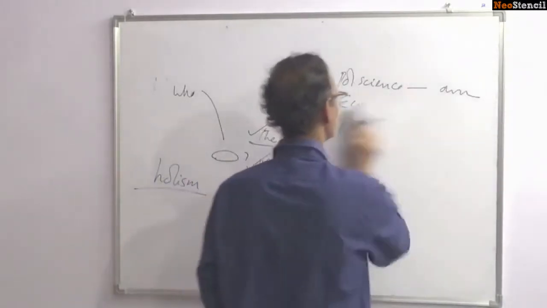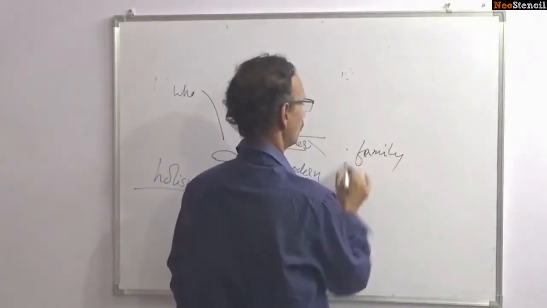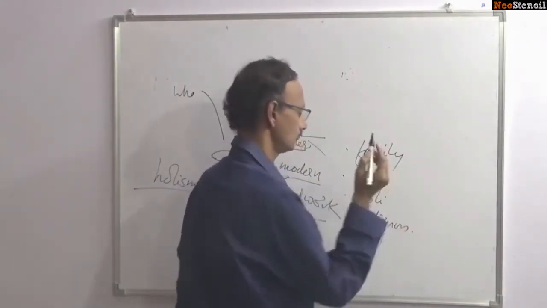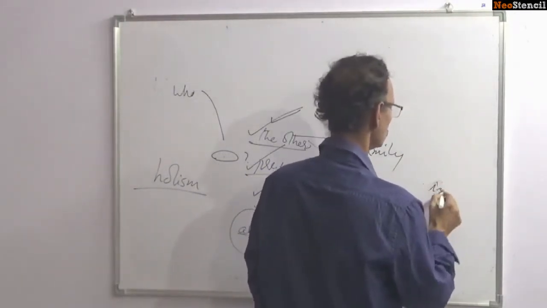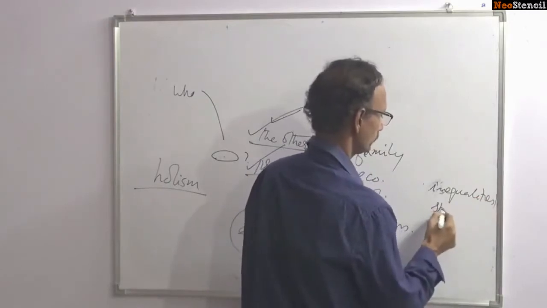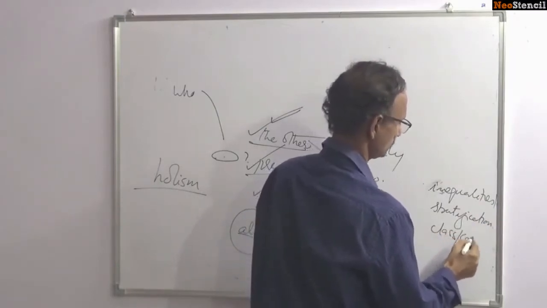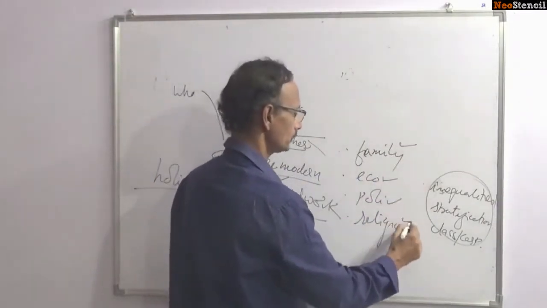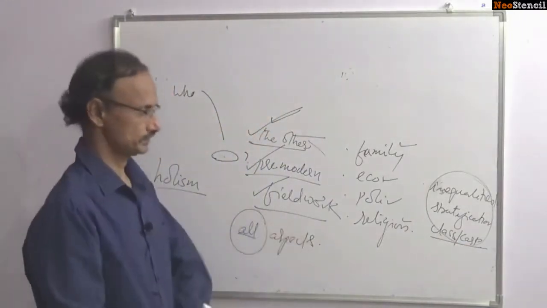All aspects mean family, economy, polity, religion. Inequalities, or stratification. Classes, castes, inequality dimension. So family, economy, polity, religion, inequality dimension. All aspects are studied by an anthropologist.